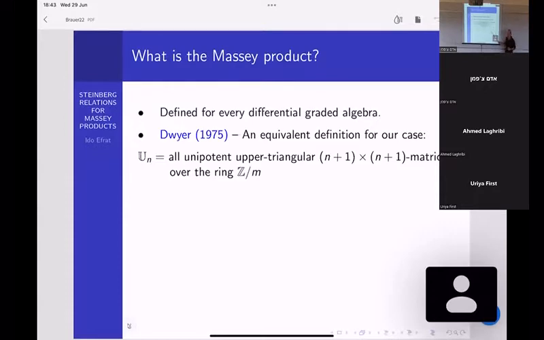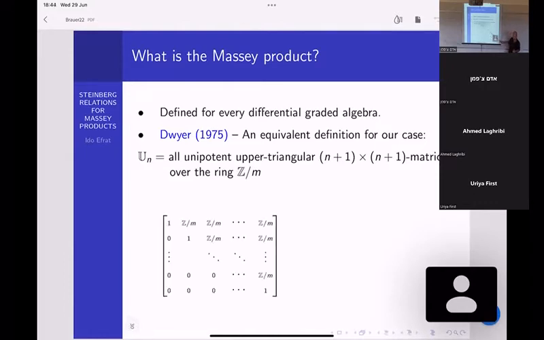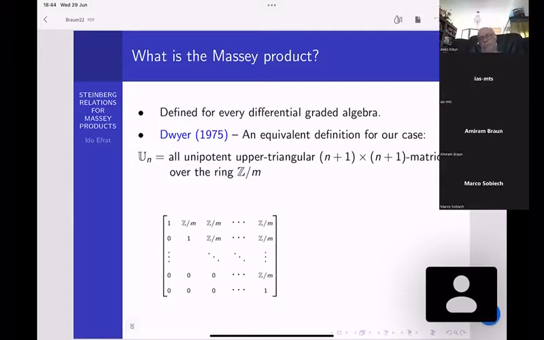It goes like this. First, we look at the group, which I denote by U_n, all unipotent upper triangular square matrices of size n+1 by n+1. Here I take it over the ring Z mod M. So things like that, I hope you can see it, it's a little small. So you have ones on the diagonal, you have zeros below the diagonal, and arbitrary elements from Z mod M above the diagonal. So that's a group.